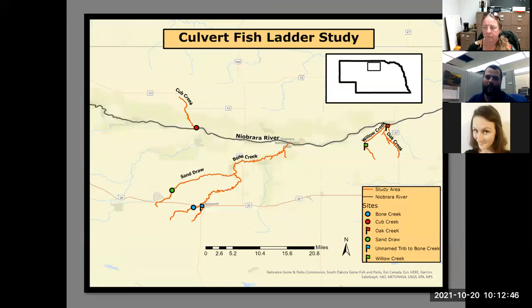I'll pull up the map again just to show you the area. The flags denote where the ladders were. We chose 3 different drop tiers to put these on, just to get an idea of if we would see fish move within 1 week.